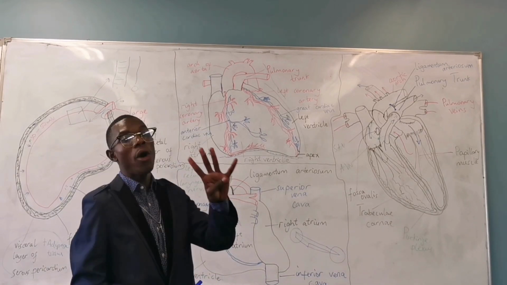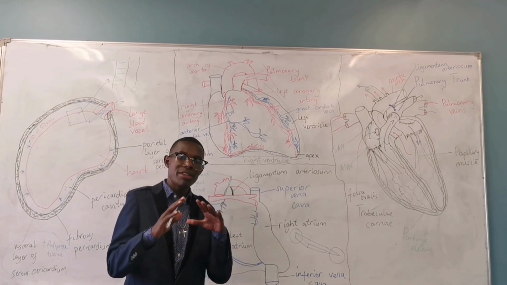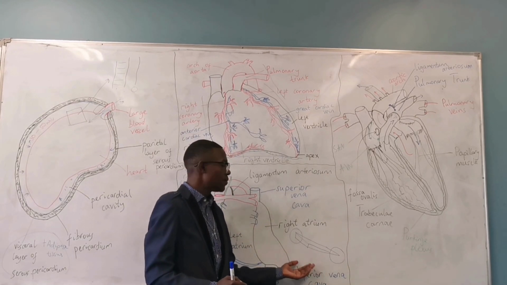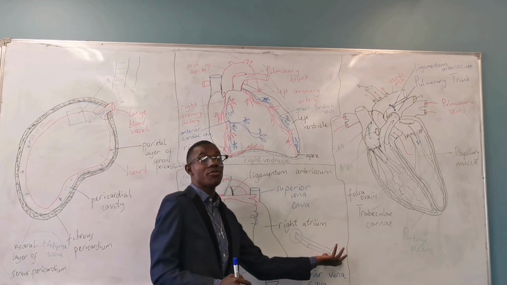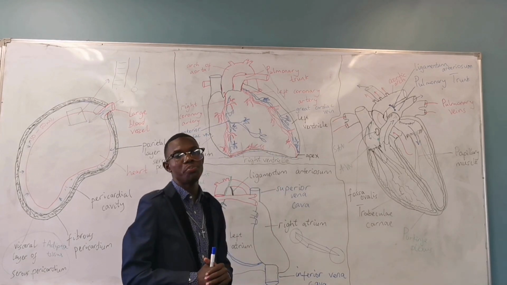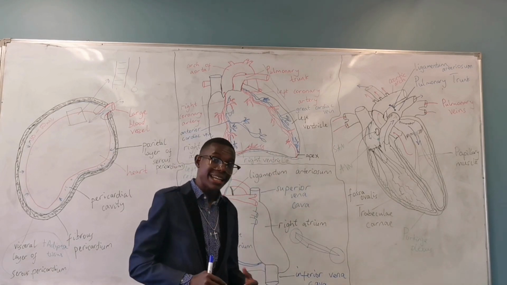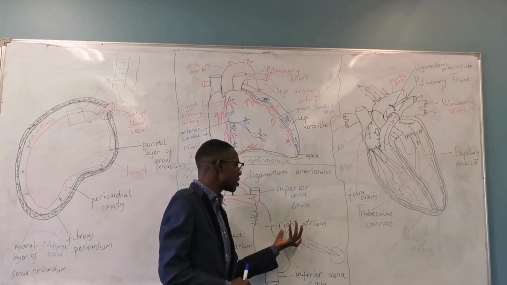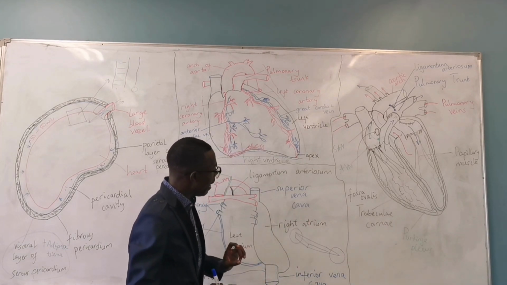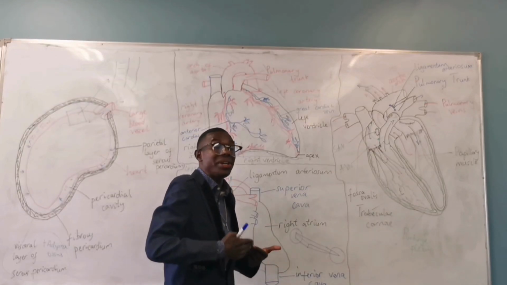So, borders of the heart. We have 4 borders. We said our heart is pyramidal in shape, but the pyramid is inverted, whereby you're going to have the apex of the pyramid below the base of the pyramid. So the apex of the heart is going to be found in the 5th intercostal space, just 2 centimeters below the nipple, in the mid-clavicular line. The base of the heart is found posteriorly, but it is superior to the apex.